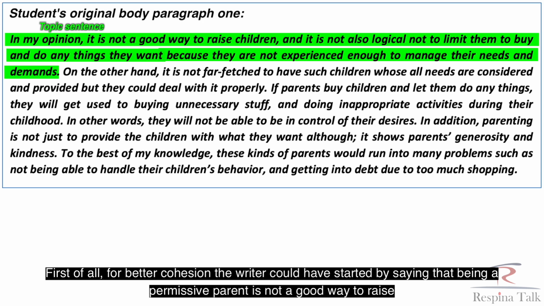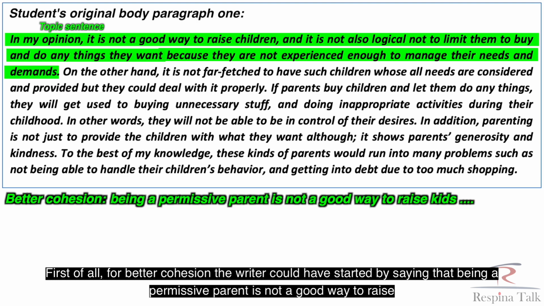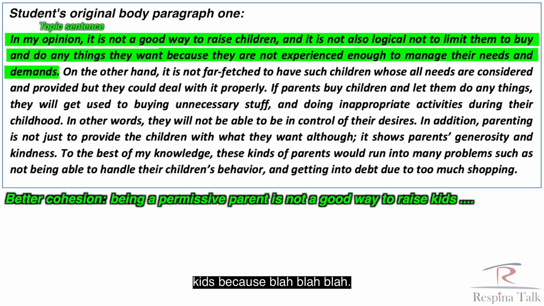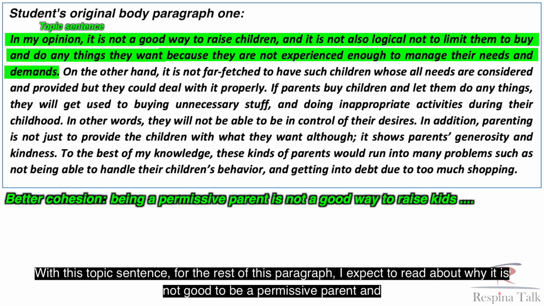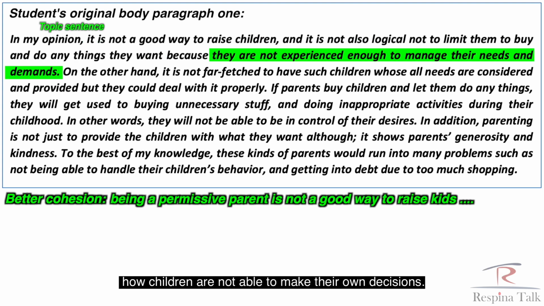First of all, for better cohesion, the writer could have started by saying that being a permissive parent is not a good way to raise kids because blah, blah, blah. With this topic sentence, for the rest of this paragraph, I expect to read about why it is not good to be a permissive parent and how children are not able to make their own decisions.